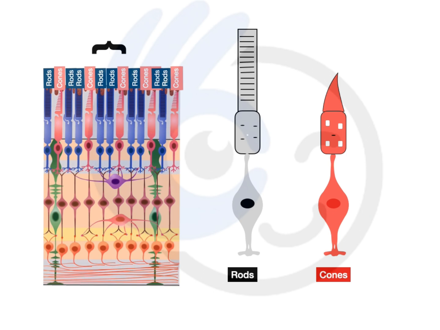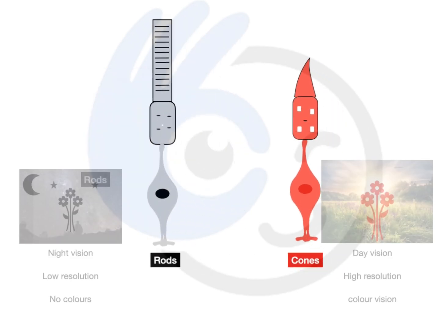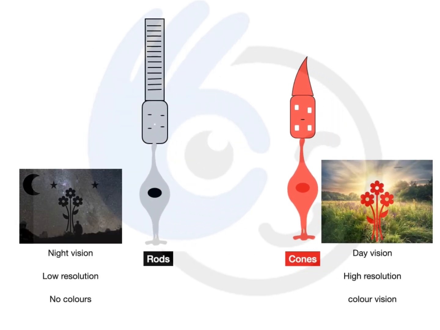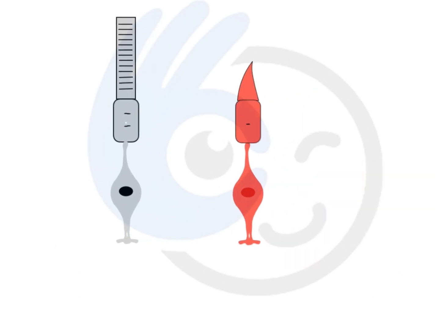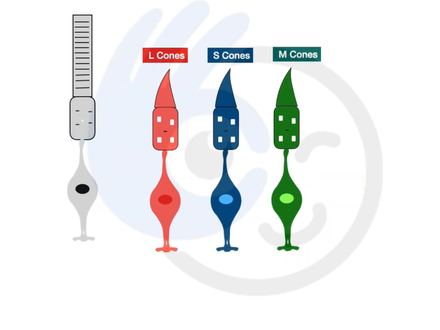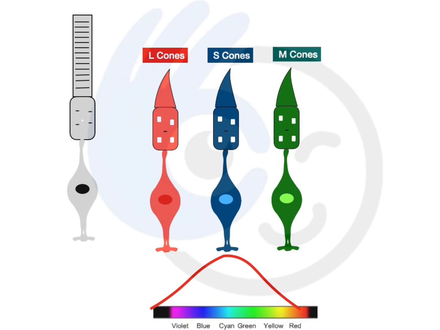As I already told, there are two types of photoreceptors: one is a rod, another one is a cone. Rods help in night vision, whereas cones help in day vision and color vision. When it comes to cones, we have three types: L cone, S cone and M cone. Each absorbs a different wavelength of light depending upon their pigments.